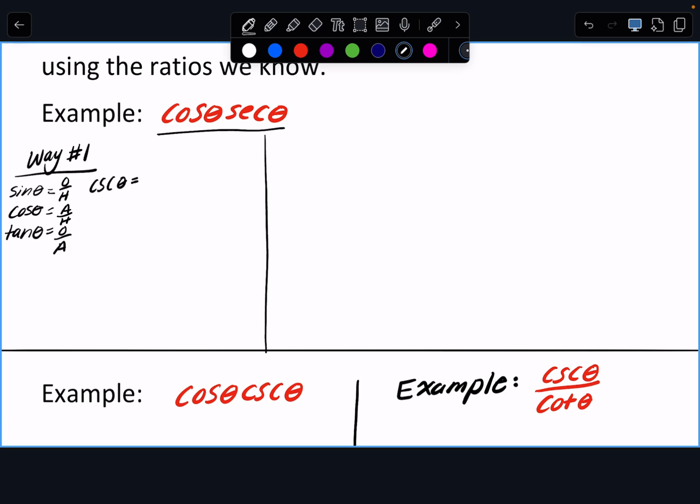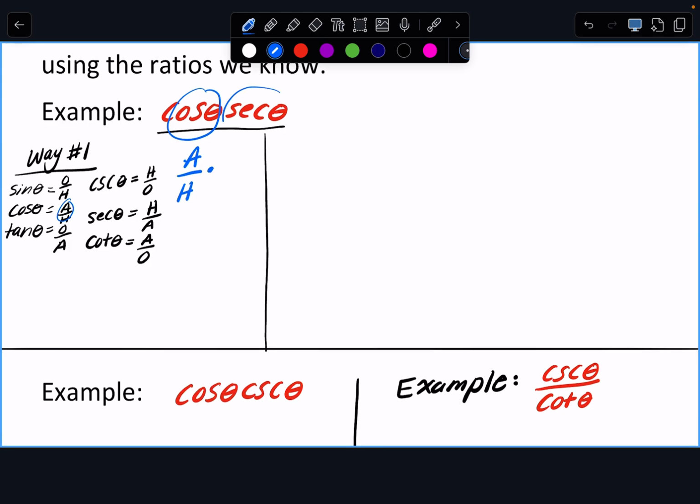Cosecant theta is h over o, true? Secant theta is h over a. And cotangent of theta is a over o. Okay, so what you can do on way number 1 is write down these as ratios instead of what they currently are. So what is cosine as a ratio? A over h, guys. You're choosing to write it instead as its ratio. They're equal, aren't they, everyone? Then we're timesing that by secant. What is secant?